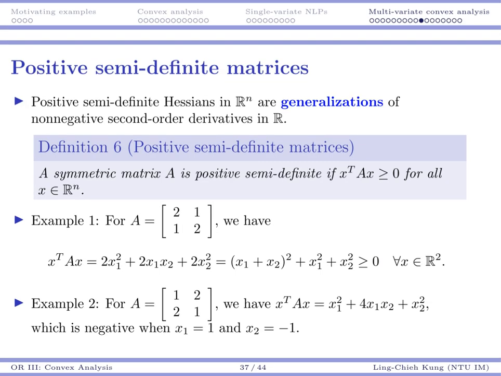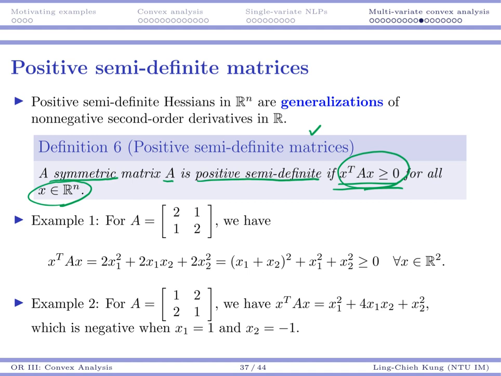Positive semi-definiteness is a property of matrices. So the definition is here. A symmetric matrix A is called positive semi-definite if for any vector x in Rn, we have this property. That property says x transpose Ax is non-negative for any possible x that you may find. So pretty much this is some kind of extension of the second order derivatives being non-negative.